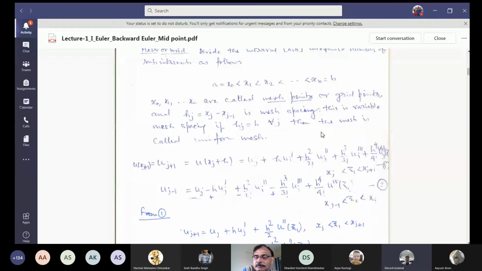Yes, sir. How many conditions do you require for the first order differential equation y prime equal to f(x) to get the exact solution rather than the general solution? One. For second order? Two. So this way, if you have the nth order differential equation, you require n conditions to get the particular solution of that problem.